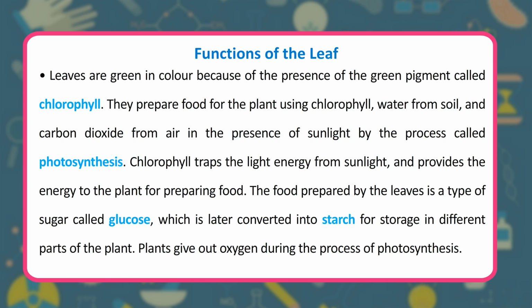The food prepared by the leaves is a type of sugar called glucose, which is later converted into starch for storage in different parts of the plant. Plants give out oxygen during the process of photosynthesis.